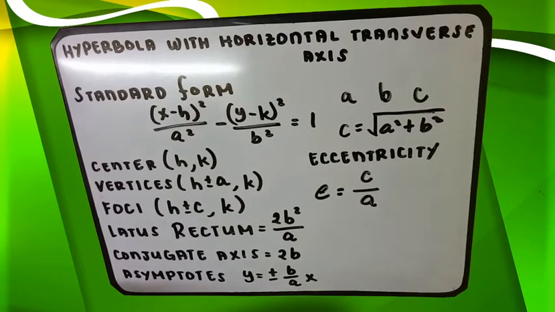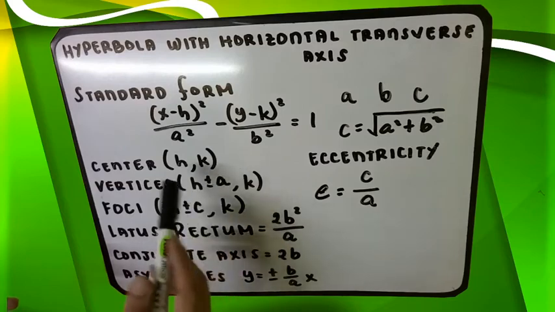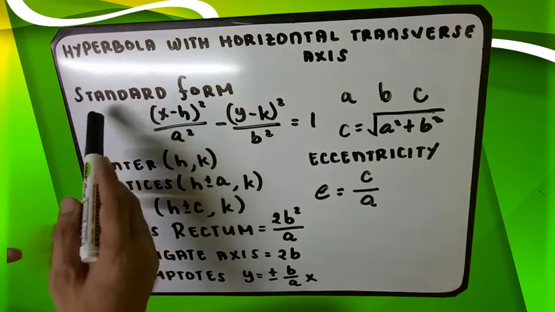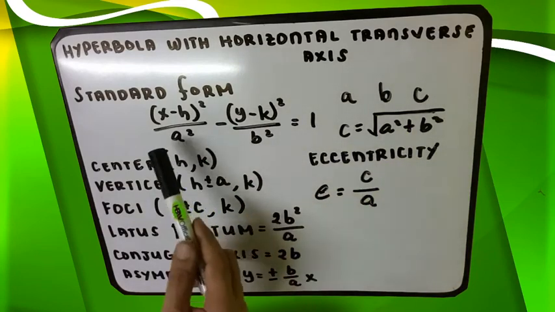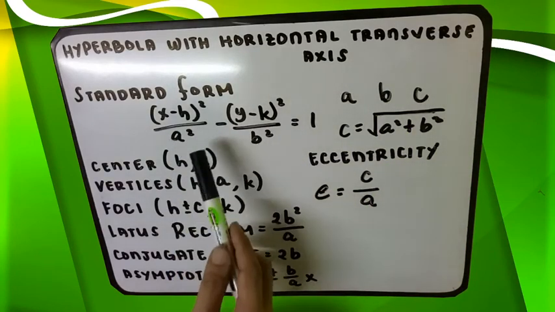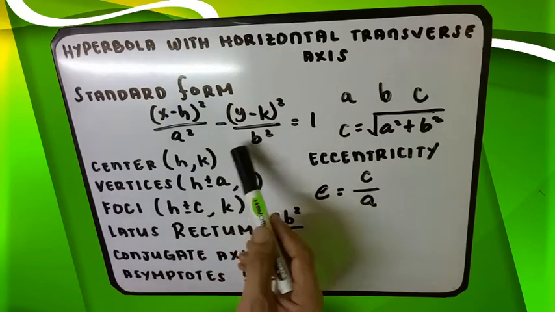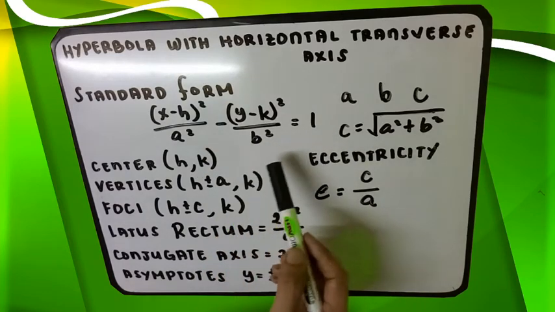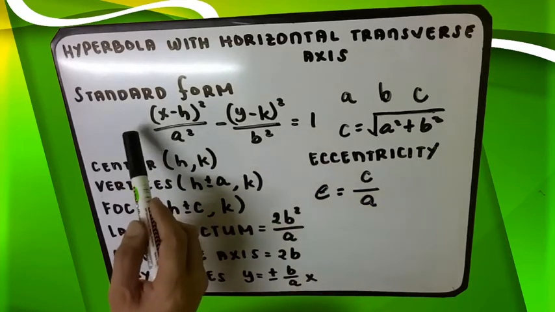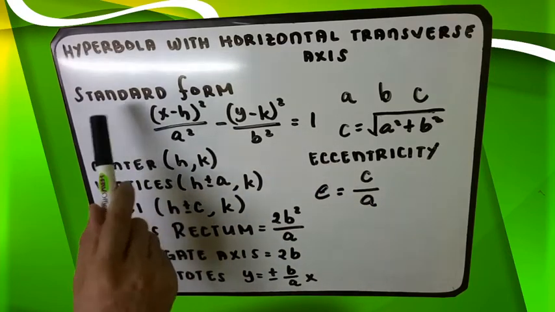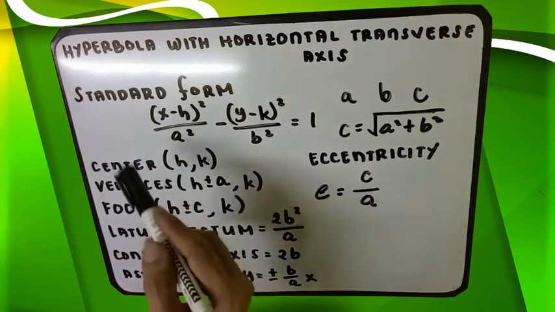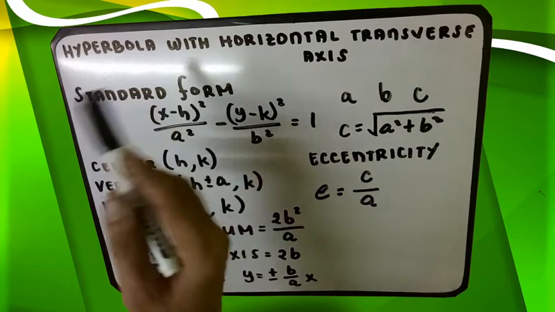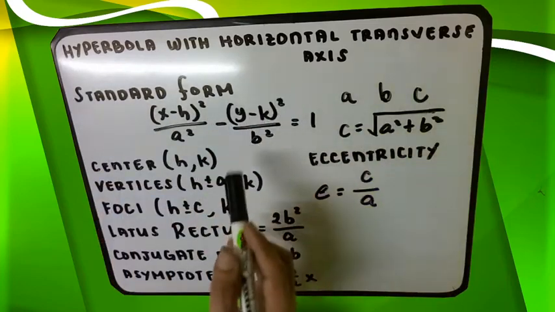So for the center, sa horizontal transverse axis, that is the h and the k. And then for the standard form muna, for horizontal transverse axis, we will use quantity x minus h squared all over a squared minus y minus k squared all over b squared equals 1. So this is the standard form of a hyperbola with horizontal transverse axis.